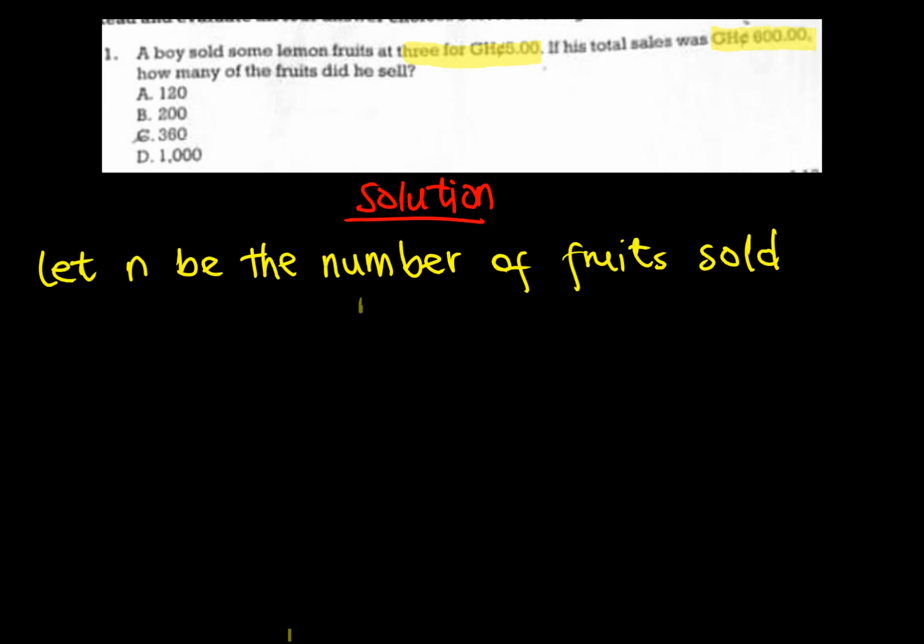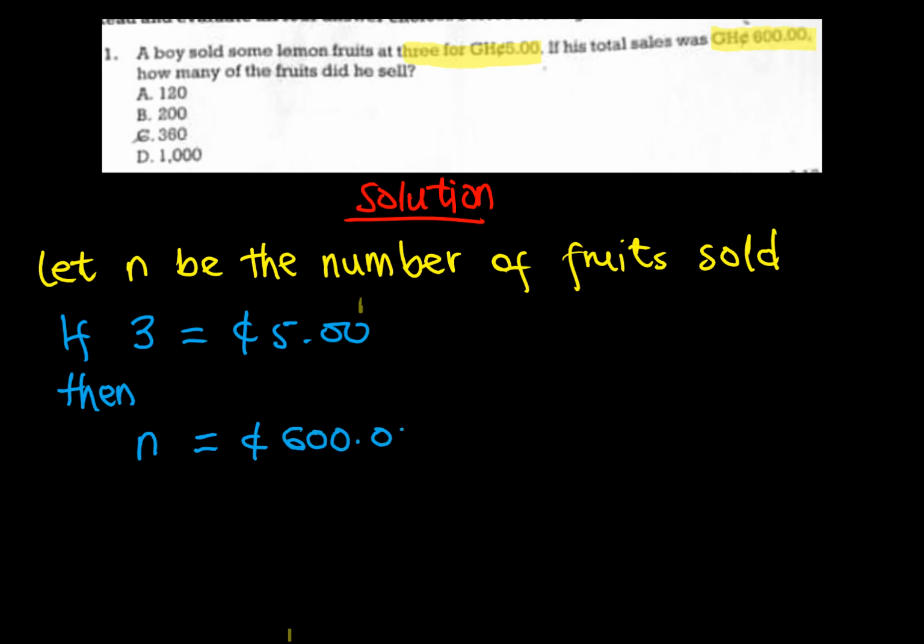So we can now say that if 3 fruits were sold at 5 cedis, then a certain number of fruit was sold to get 600 cedis. The moment you understand this, you now break everything down to ratio and proportion. So we can now cross multiply, then find the value of n. If we do that, we are going to get 3 times 600, and this is equal to 5 times n.